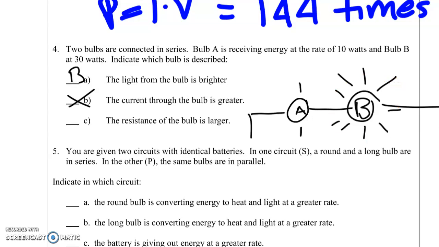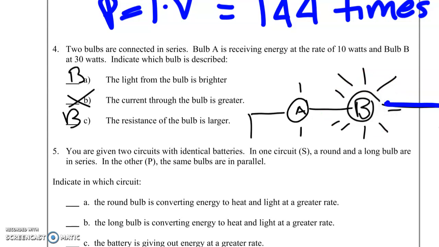When we place those in series, the long bulb is lit, and the round bulb is not lit when we place the long and the round bulb in series with each other. They have the same current, but one of them is using more energy and generating more light, and that happens to be the one with more resistance, so that is going to be bulb B.